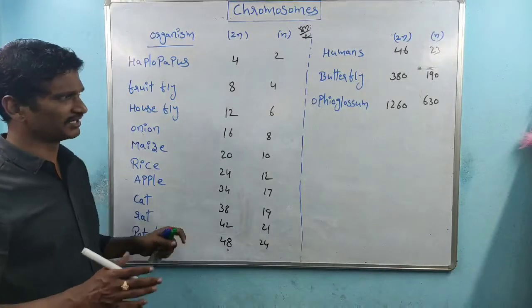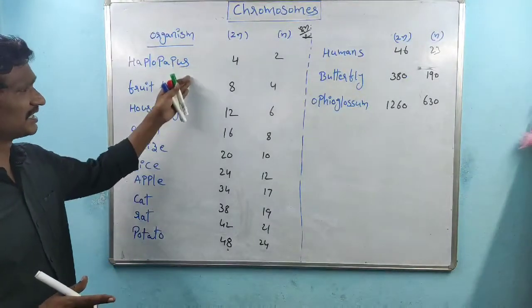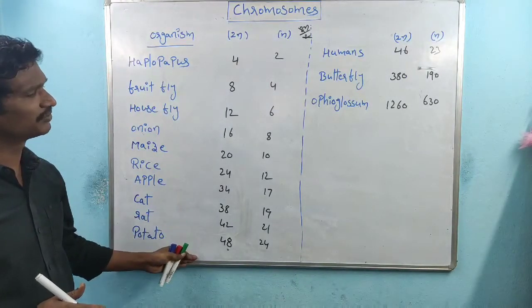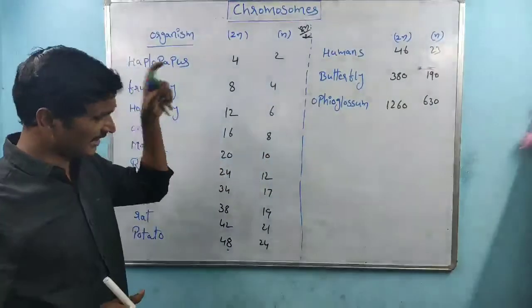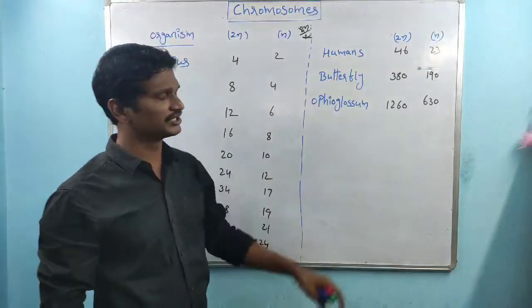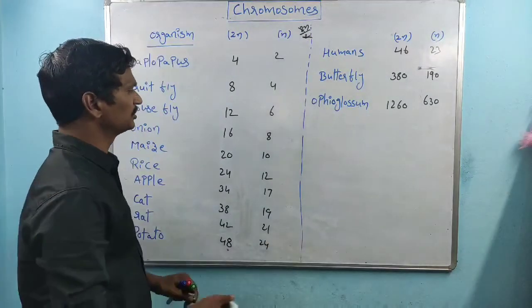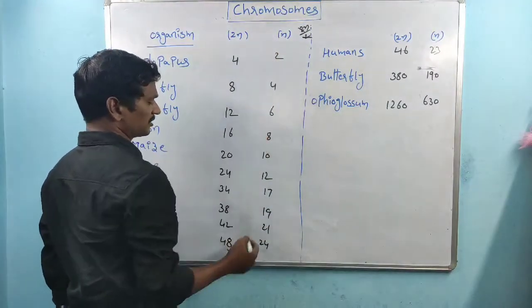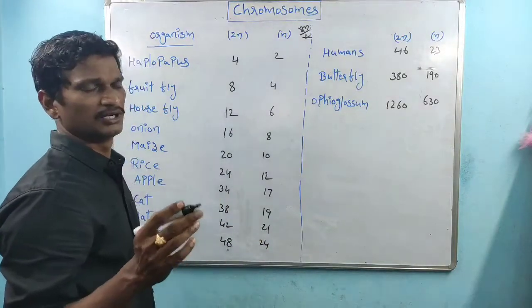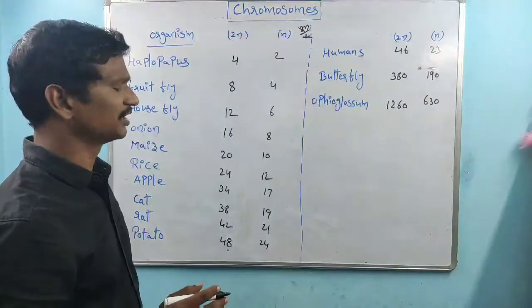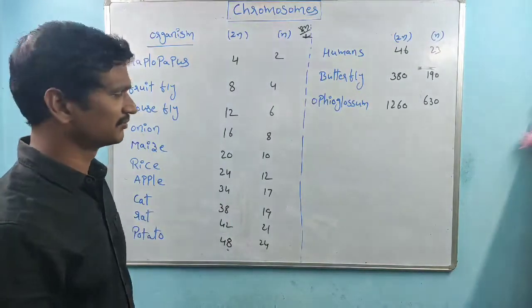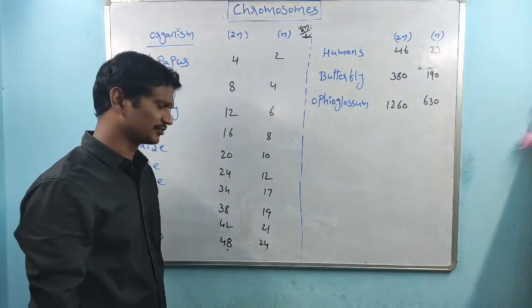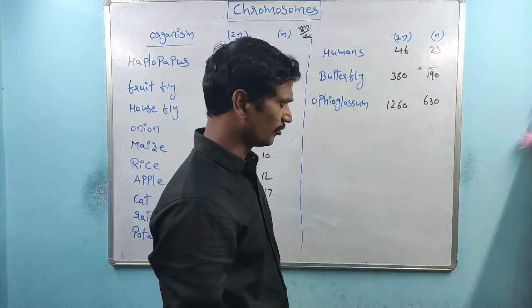So here what I am telling, these are the 2n state of the chromosomes, and these are the n state of the chromosomes. These n state of chromosomes are seen in male and female gametes of the different organisms. I would like to explain one point here.